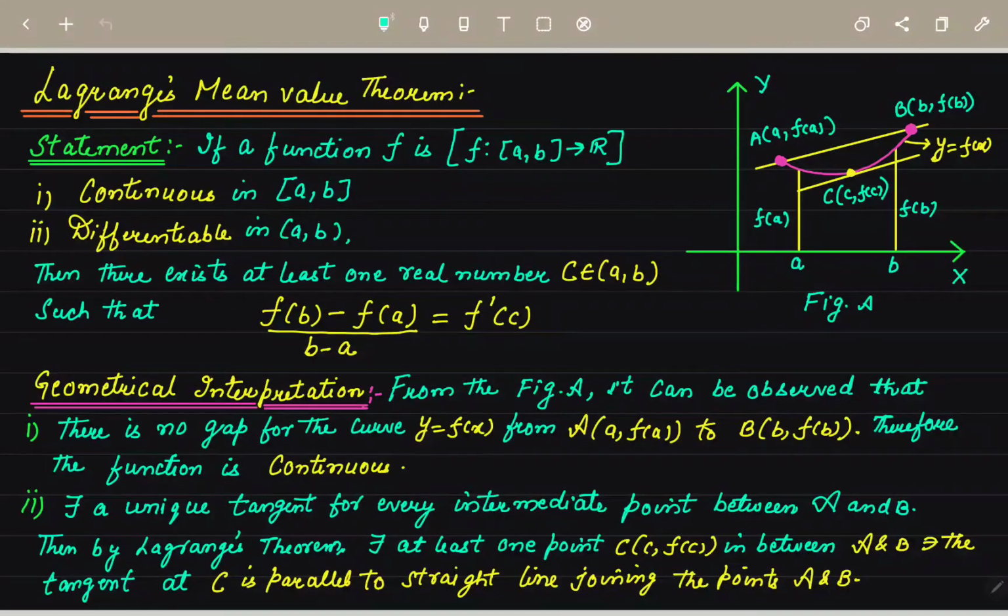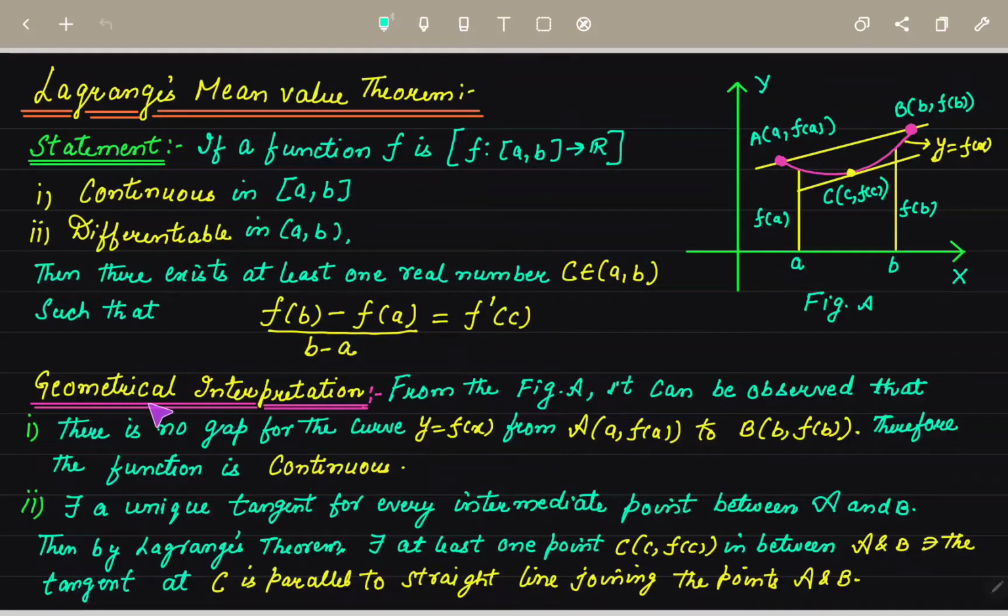For solving questions on Lagrange's mean value theorem, first of all we have to check the continuity in the closed interval. We have to check its differentiability in the open interval. Similarly, we also have to satisfy this condition, that is (f(b) minus f(a)) divided by (b minus a) is equal to f dash c. If any of these conditions is not satisfied, we can say that Lagrange's mean value theorem is not verified, or that it fails there.